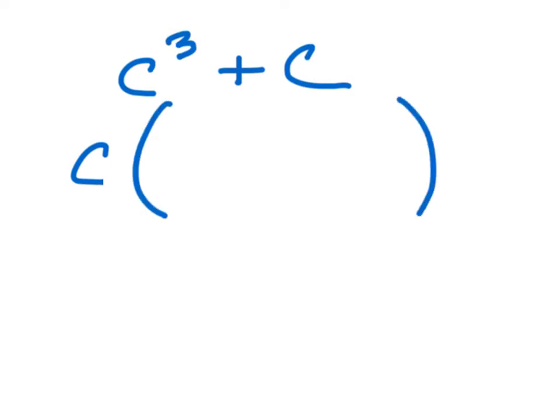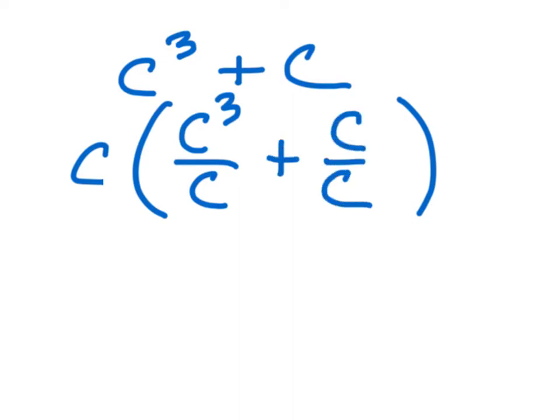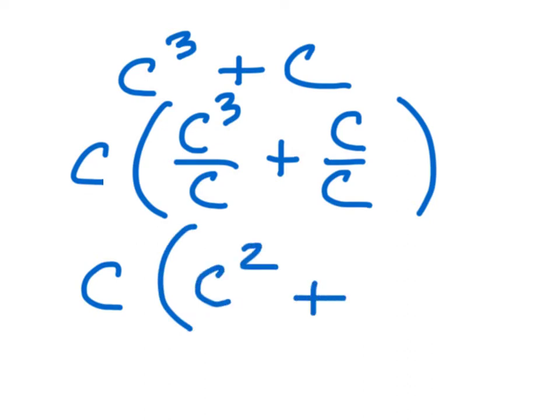This one is c to the third plus c. What's the highest thing I can take out of both of them without going over when I go back to divide? C. So I'm going to divide c into both of those. C to the third over c plus c over c. C to the third over c is c to the second power. C over itself is simply 1. C times the quantity c squared plus 1 is the final answer.